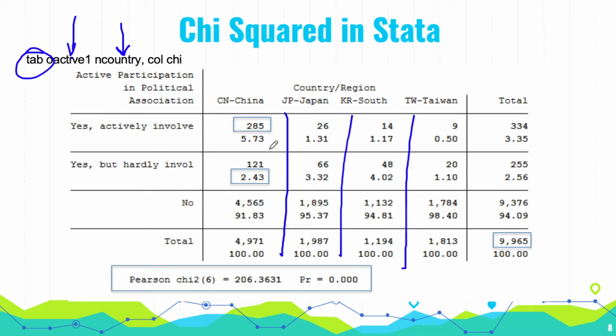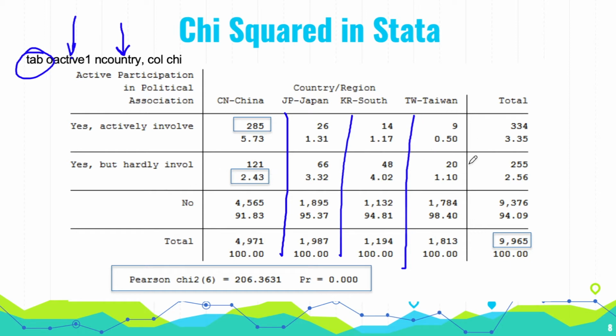Now for the second value, Stata actually reports a percentage here in the lower section of each cell. So for example here, 5.73% of all of our respondents were from China and, yes, actively involved in a political association. So here in this box, you can see that 2.43% of all the folks that responded to this survey were from China and were, yes, but hardly involved in a political association.